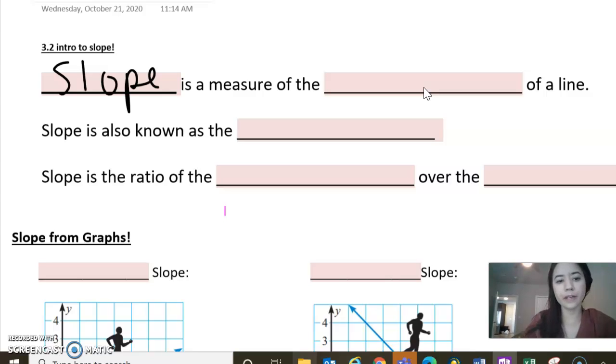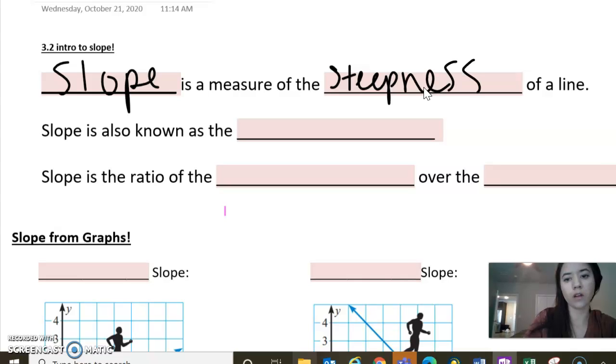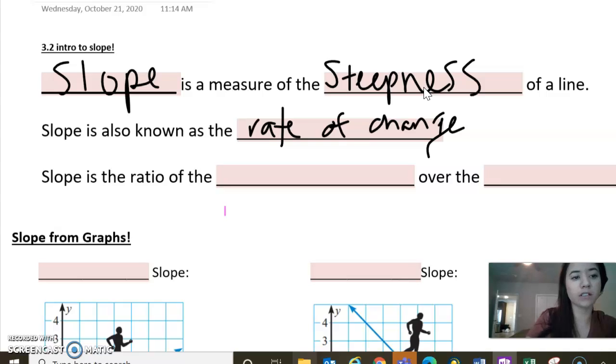Slope is a measure of the steepness of a line. The steeper the line, the greater the slope. Slope is also known as the rate of change, which we have calculated before in the past. So we're going to get more practice with that today.